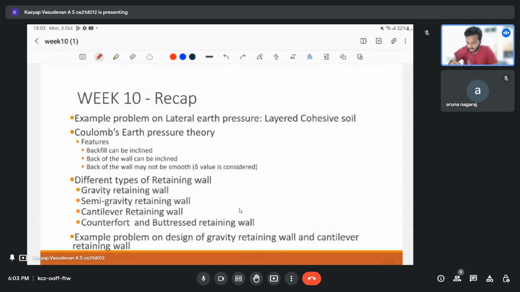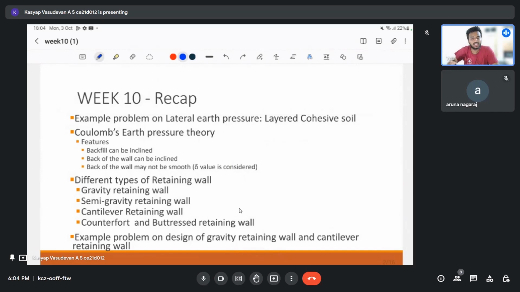week 10 began by our instructor solving a few problems on lateral earth pressure for layered cohesive soils, with different conditions and different orders of layers, like cohesive and cohesionless soils, and stronger and weaker soils on top and bottom, in all the possible manner. So he solved a lot of problems, and I hope it's clear. And then he moved on to Coulomb's earth pressure theory.